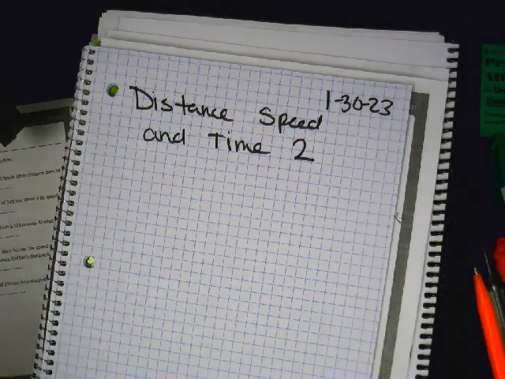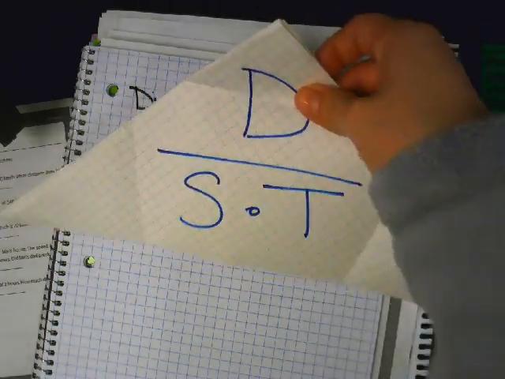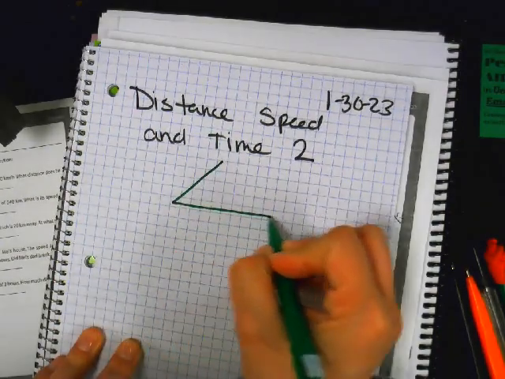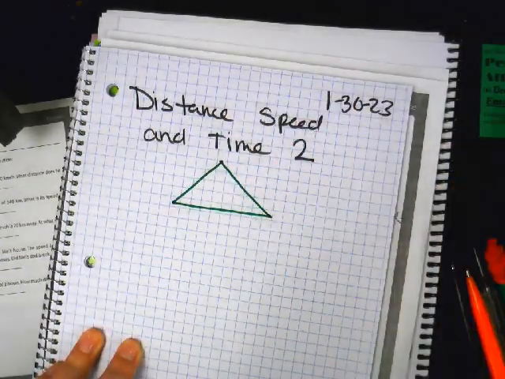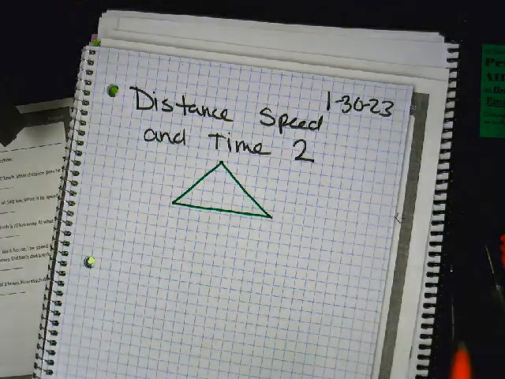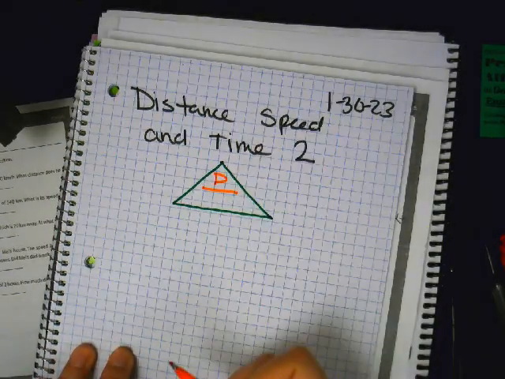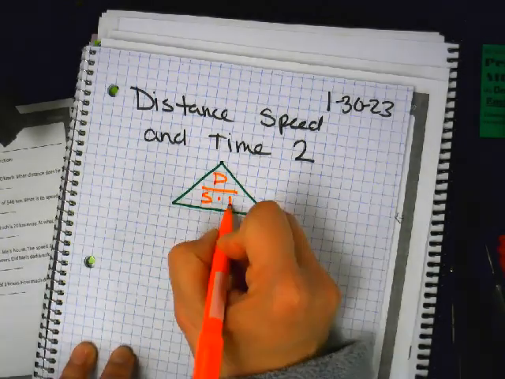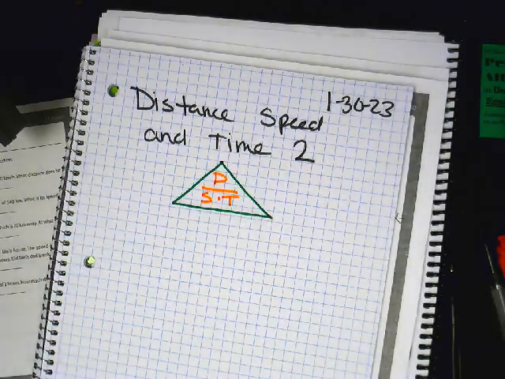Okay, so we have our triangle that we made on Thursday. You can also draw your triangle in your notebook. What's the letter that goes on top? D. Divided by what? S times T. Should have drawn it bigger. Next period I'll draw it a lot bigger.